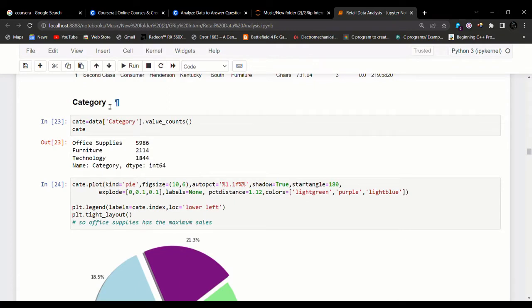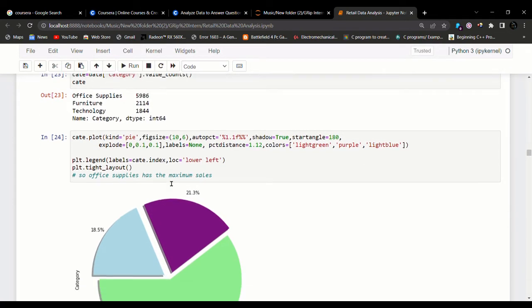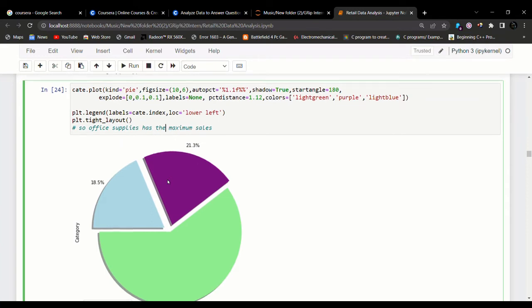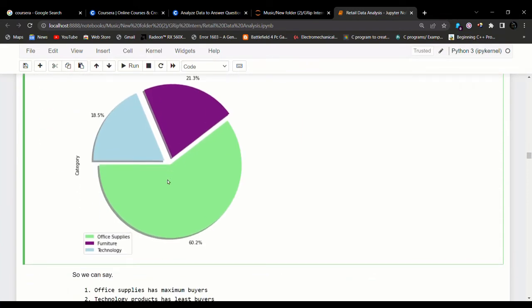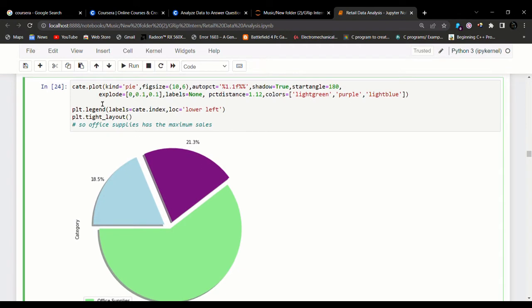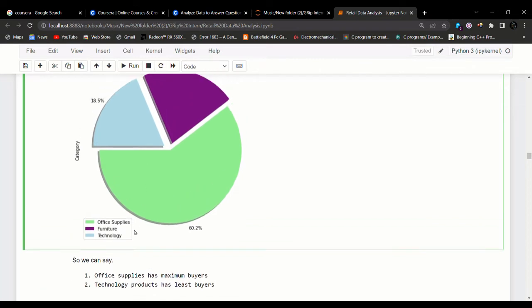Next, heading to the category column. As you can see, category has 3 unique values, that is office supplies, furniture, technology, and each has unique entries. Office supplies has 5986 entries, furniture has 214, technology has 184 entries. And the same we have applied here in the pie chart. As you can see, we have applied the pie chart and we have concluded that office supplies has maximum buyers and technology has the least buyers.